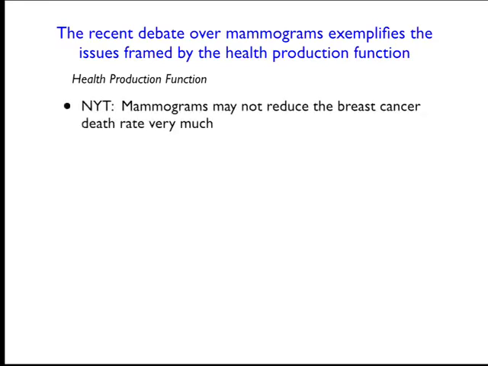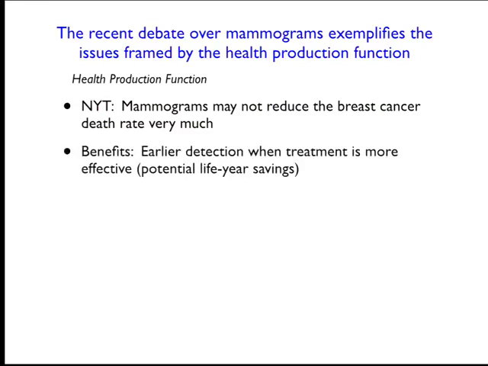groups. There's a New York Times article a couple years ago which summarized a study showing that mammograms don't necessarily seem to reduce the breast cancer death rate by very much. Mammograms are a screening technology for breast cancer. Historically, the American Cancer Society has recommended that women start getting them at a relatively early age, like 40 or so. The benefit of any screening for cancer is that with earlier detection, treatment tends to be more effective because you detect the cancer when it's relatively small, and so you can save lives, and of course, you can save life years.